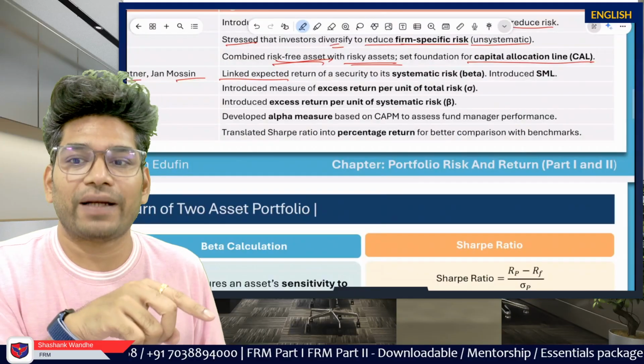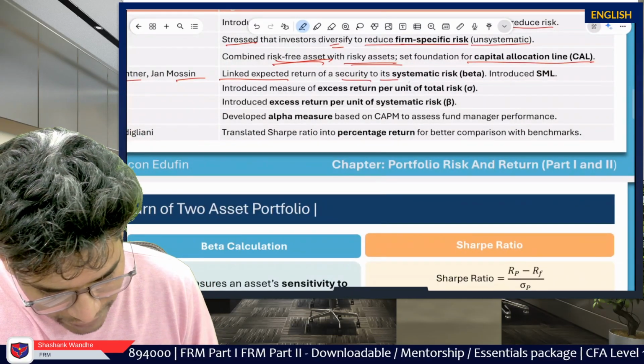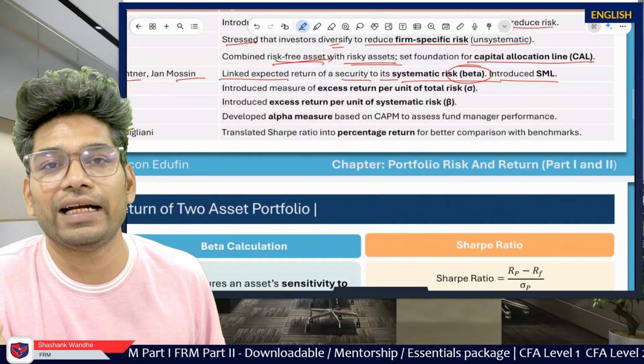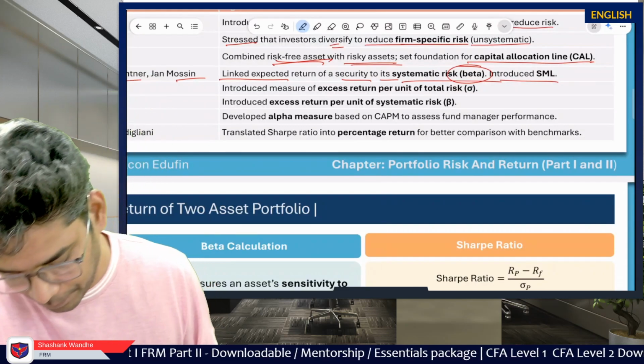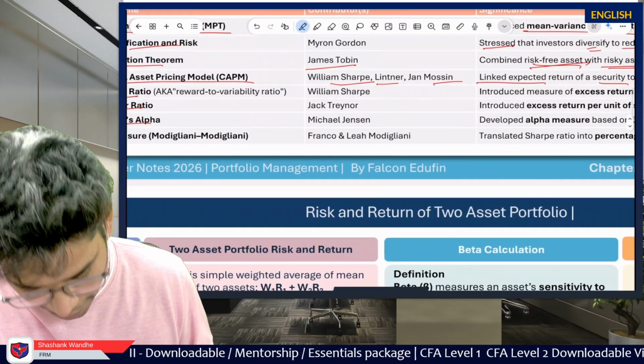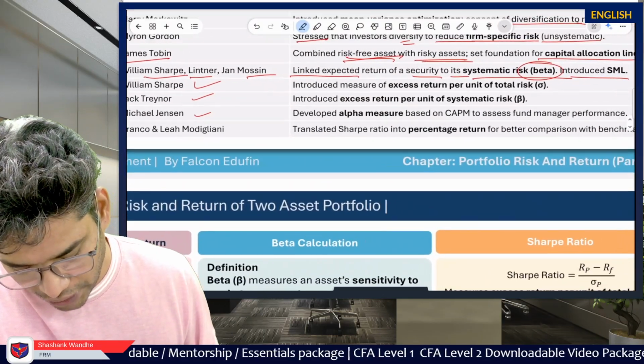It linked the expected return or required rate of return of the security to its systematic risk, beta, that is undiversifiable risk, and then it introduced the securities market line. Then we have the Sharpe ratio, Treynor ratio, and Jensen's alpha, given by William Sharpe, Jack Treynor, and Jensen.